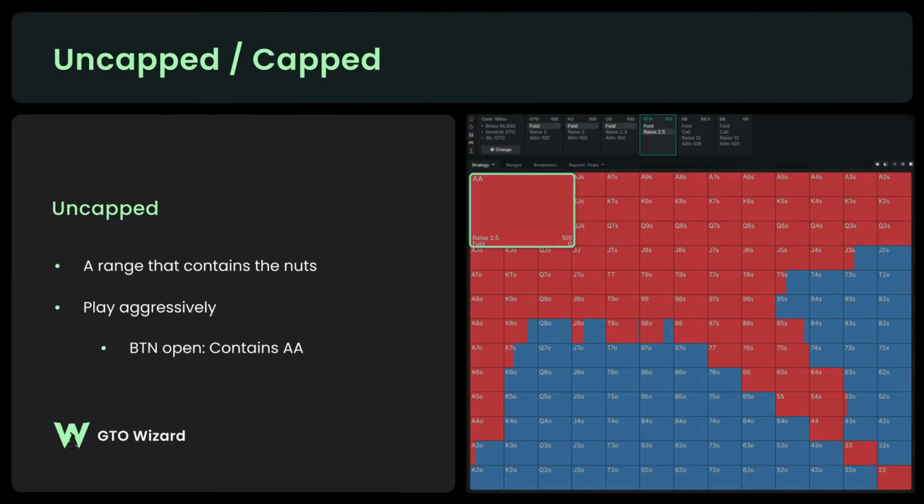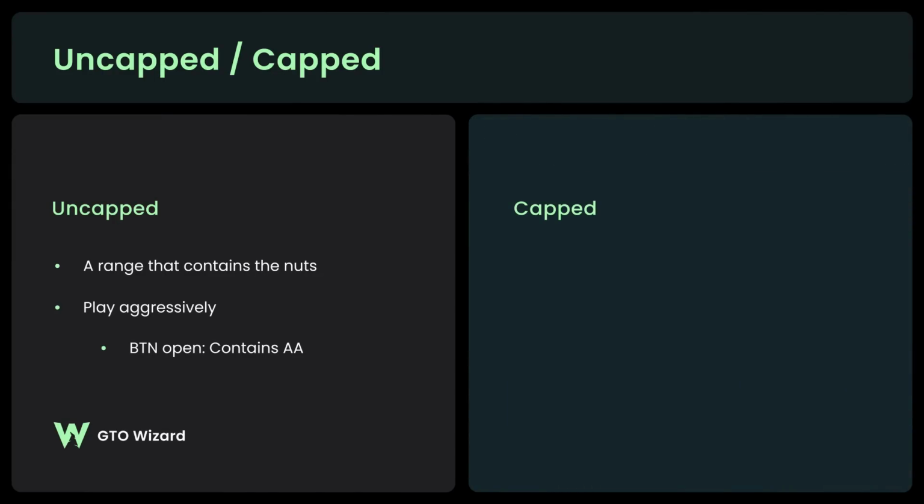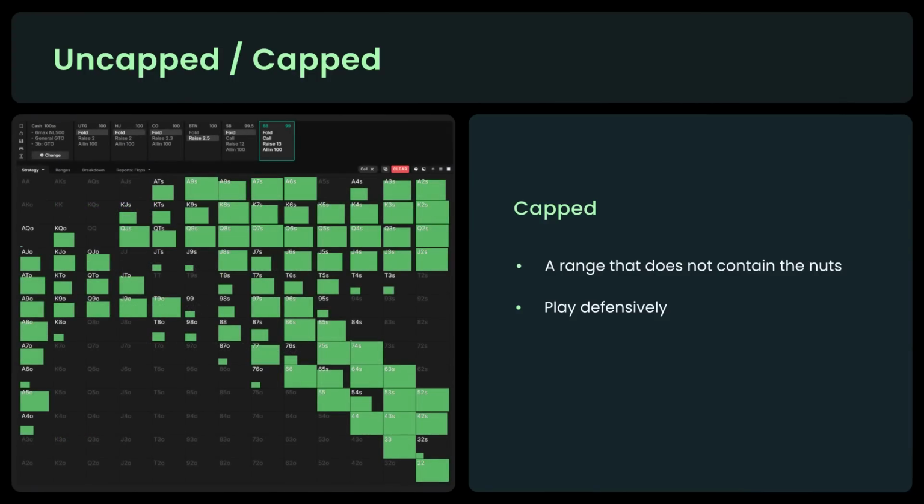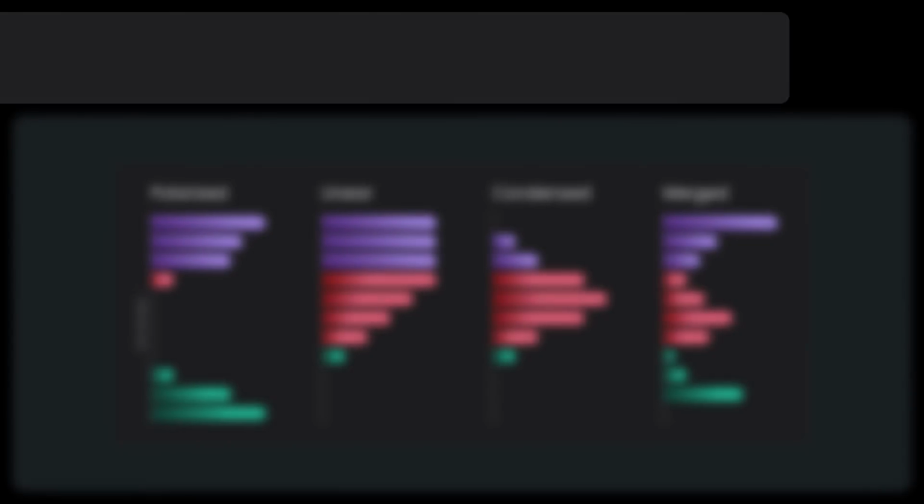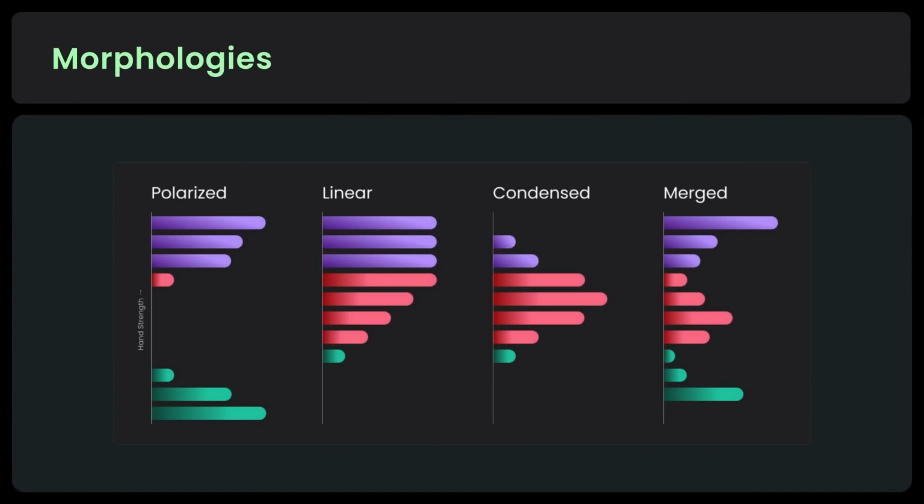Therefore, it is uncapped. Conversely, a capped range is one that does not contain the nuts, and you want to play capped ranges defensively against uncapped opponents. For example, when big blind calls the button open, their calling range does not contain ace-ace because they would have raised that pre-flop. Therefore, they cannot represent that type of hand. What about the more complex poker jargon? Well, there's only really 4 terms you need to know: polarized, linear, condensed, and merged.